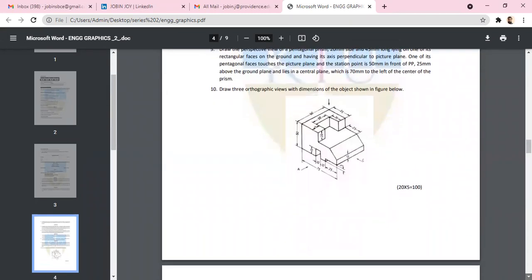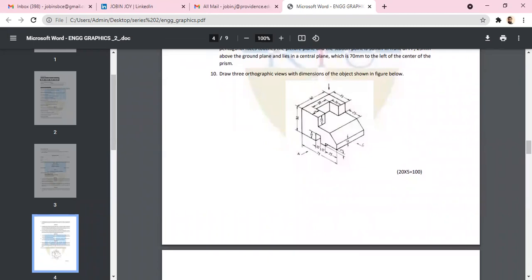So this is the model question paper. Here you can see the total: 10 questions, of which you have to answer 5. So 5 multiplied by 20, that means 100.